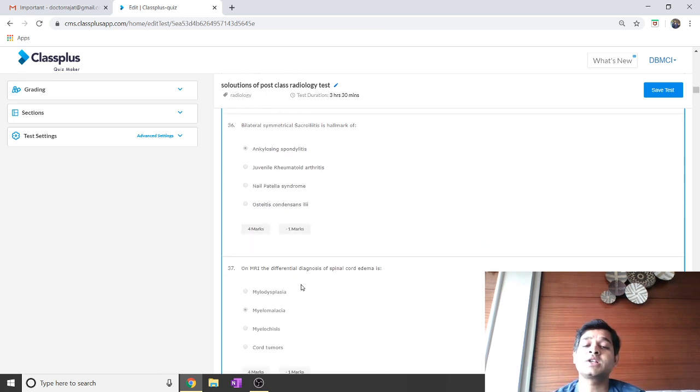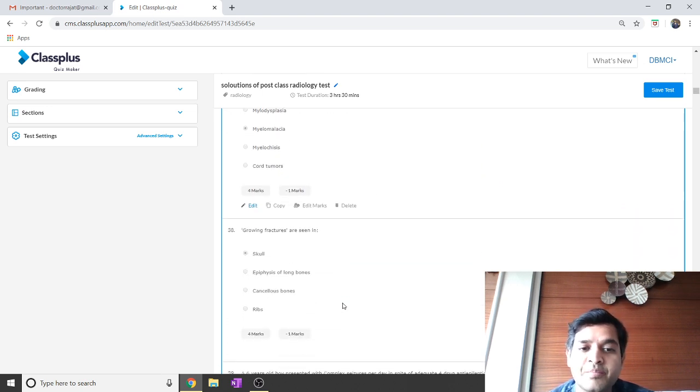On MRI, the differential diagnosis of spinal cord edema is myelomalacia. In both the cases, the cord appears hyperintense. Okay, so answer is myelomalacia. Growing fractures are seen in skull.